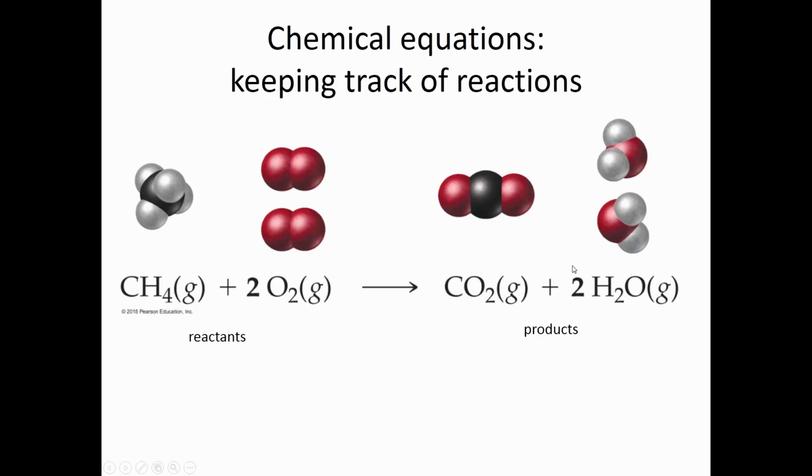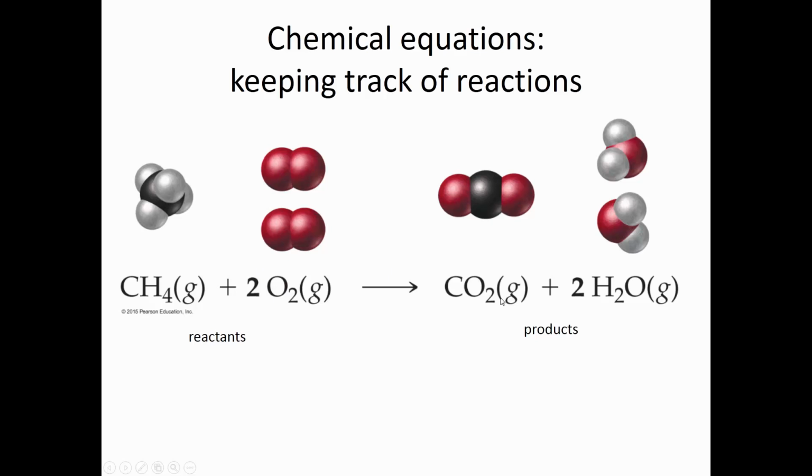So we start with these things, we end with these things. We have some arrangement of atoms over here, a different arrangement of atoms over here. So the arrow is indicating the direction in which it's occurring. The plus sign is to distinguish between different substances. So we have this substance and we have this substance. We have this substance and we have this substance. It doesn't matter the order of the substances. So we could have written this O2 plus CH4 or H2O plus CO2. So the order doesn't matter.